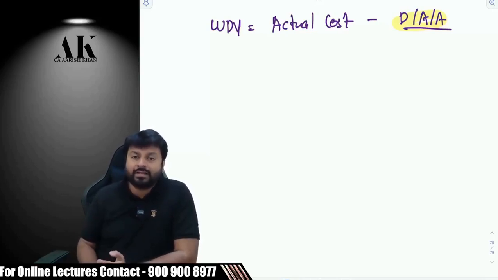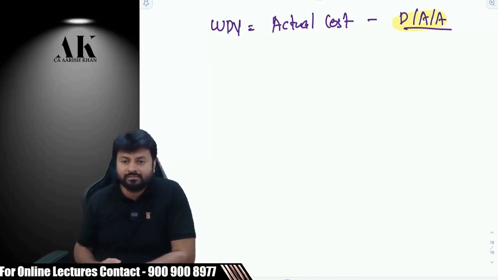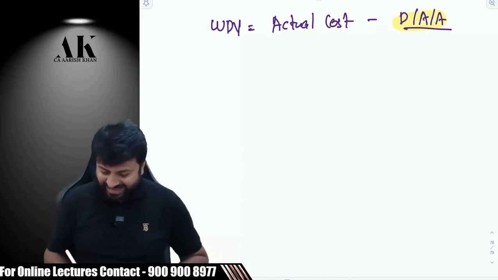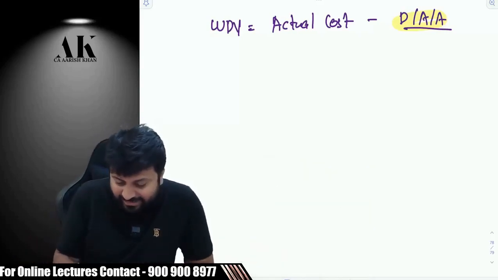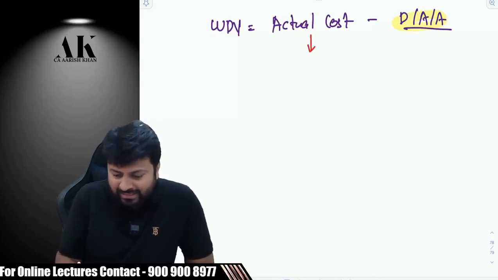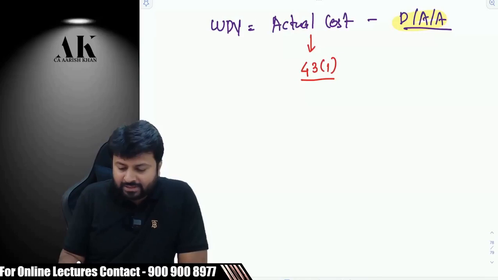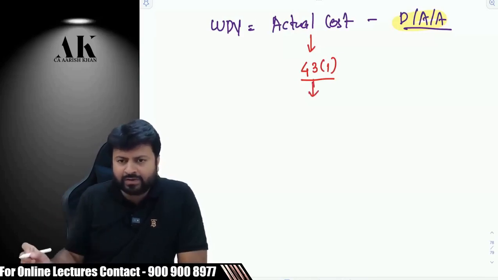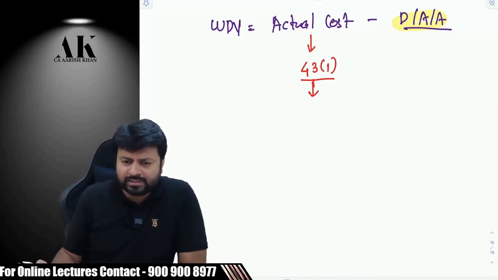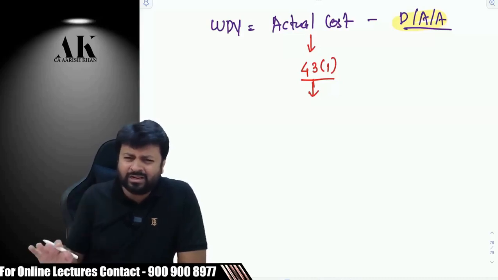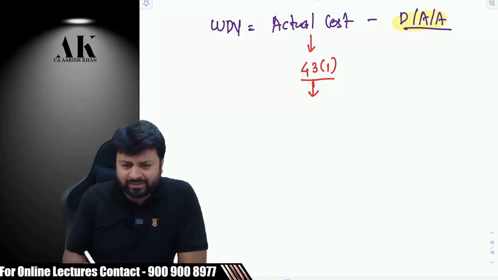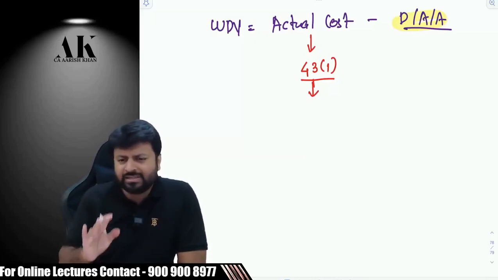Now one more question will arise. If WDV is actual cost minus depreciation allowed, then what is actual cost? Is the term actual cost defined under the income tax law? And the answer is yes. It is also defined under section 43 itself, in 43(1). So now let us discuss actual cost. It's a long discussion. It will take around 2 to 2.5 hours to discuss the term actual cost and its complexities. Once that is done, our discussion of depreciation is almost done. After that, hardly half an hour of discussion will be left. So the most important discussion for us in depreciation is actual cost only.